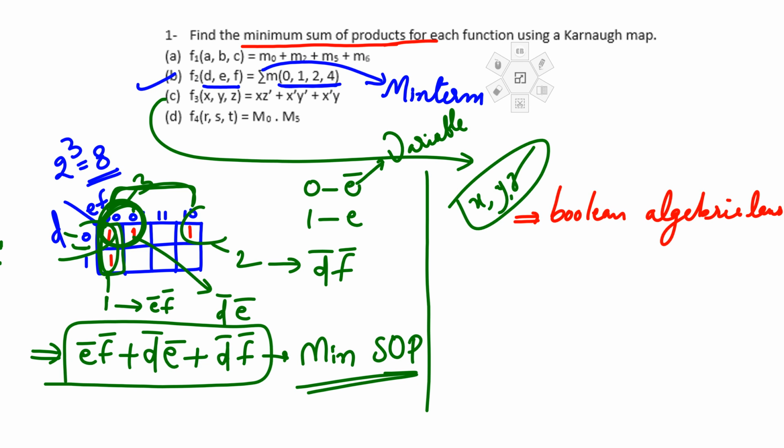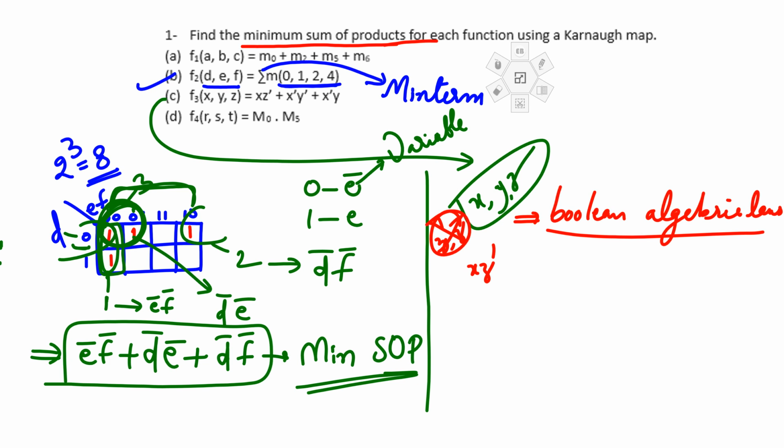Okay, there are some Boolean algebraic laws. So now I will apply those Boolean algebraic laws and minimize this function. The function is x z bar. Sometimes I will write bar like this, and sometimes I may write it this way. Both are accepted. Don't get confused.